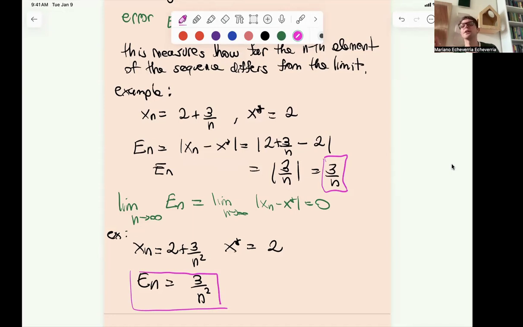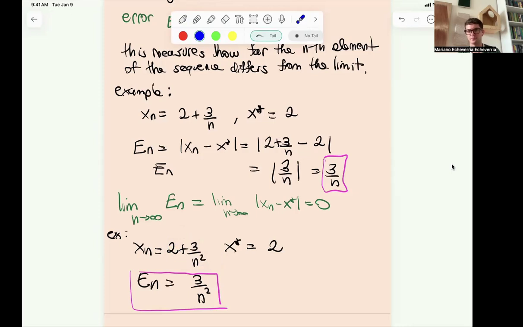So if you have two sequences to approximate the number 2, which is kind of a silly thing, but if you have two sequences that approximate the number 2, like this one or this one, this would be a better sequence to use because it would get closer to 2 faster, if that makes sense.